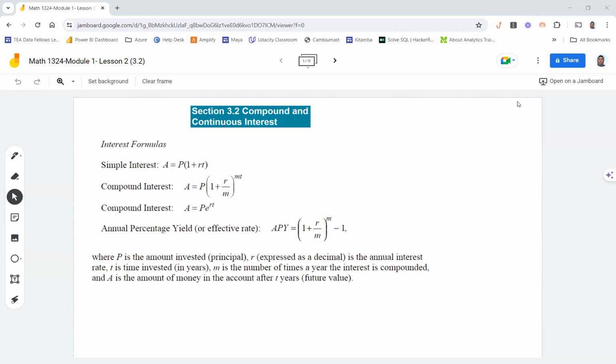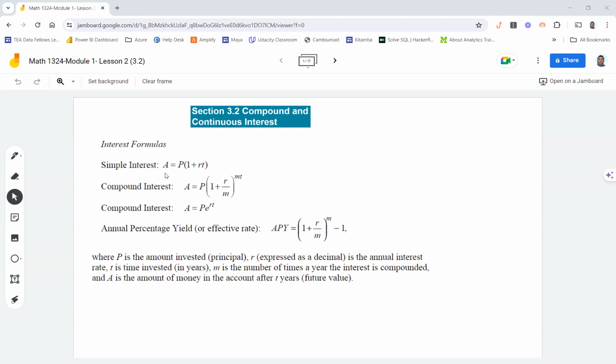Hello, students. I will be going through our assignment 2 questions, which is about section 3.2. It's called compound interest and continuous interest. There are some formulas that are handy if you keep them ready before you start the assignment.